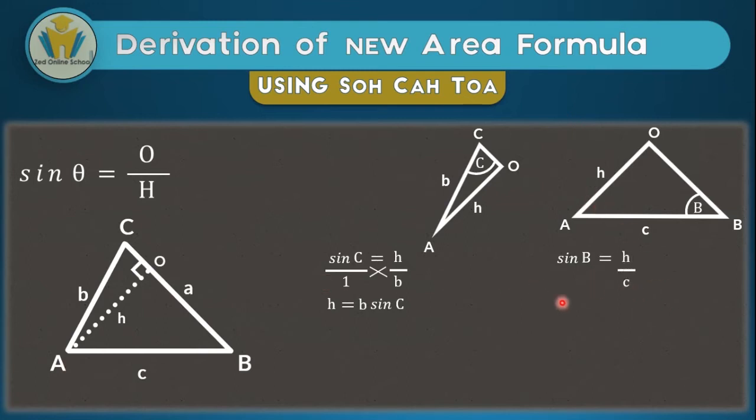We do the same here. I'm going to divide the left side by 1 so that we have fractions. We cross multiply, then find the expression of H. H will be equal to C sine B. You can see from the same altitude we have two expressions for H. This is very important to note.